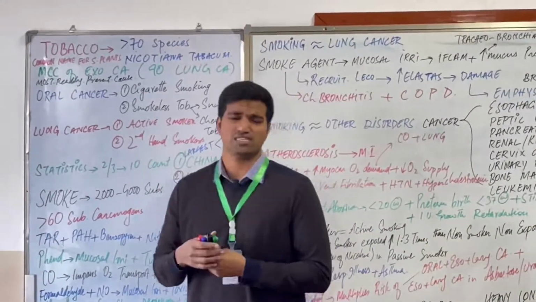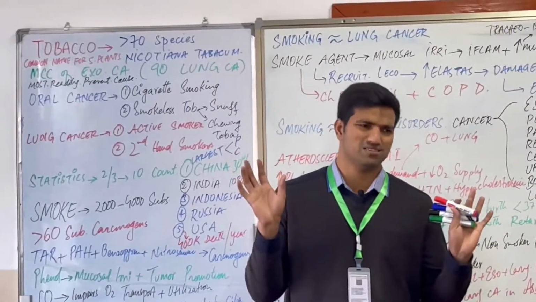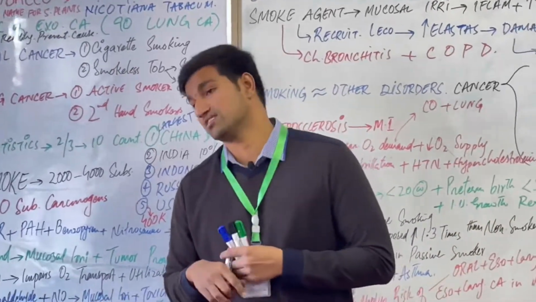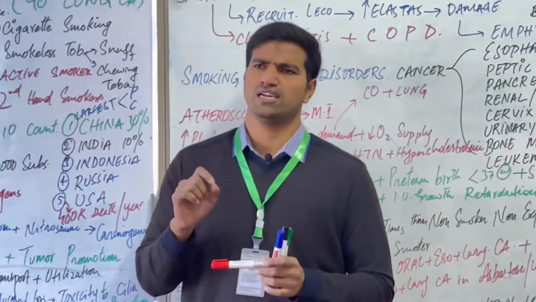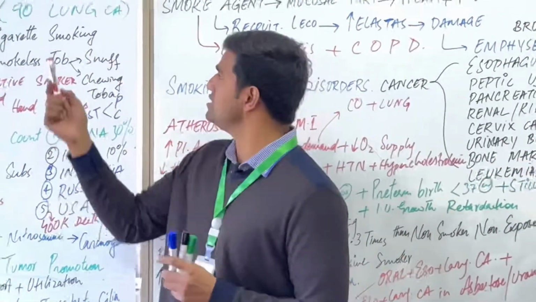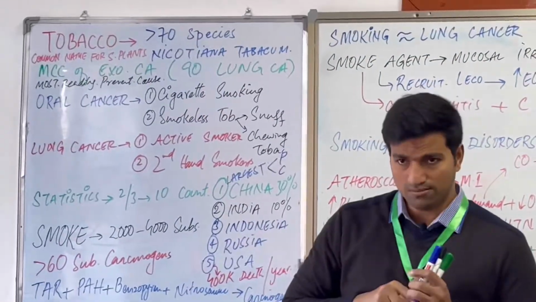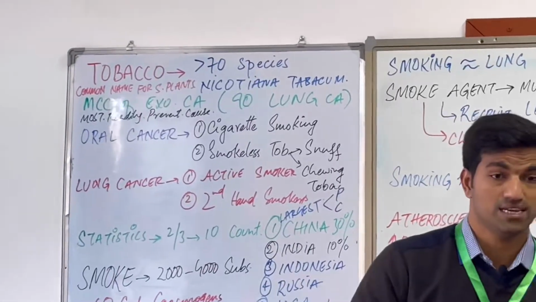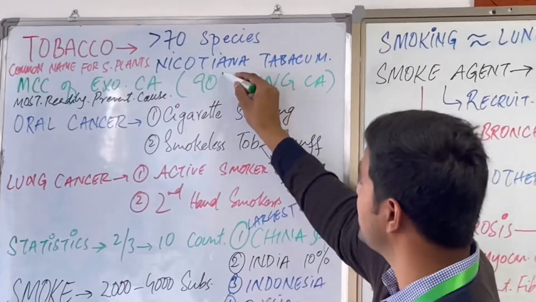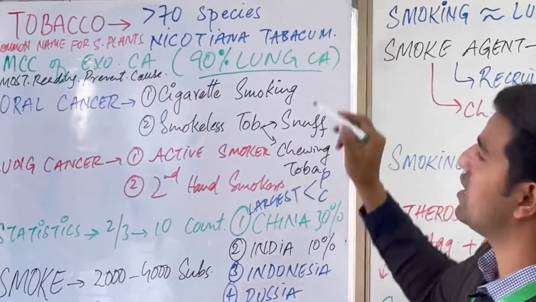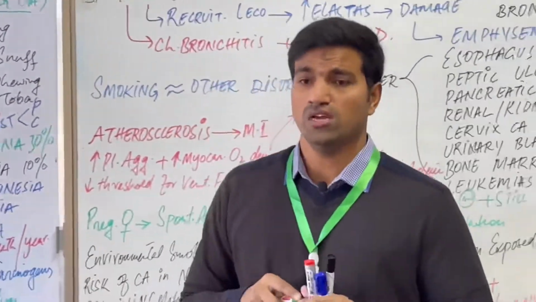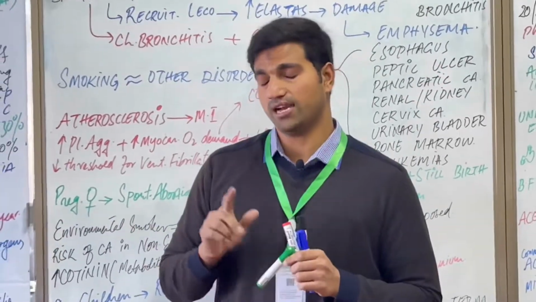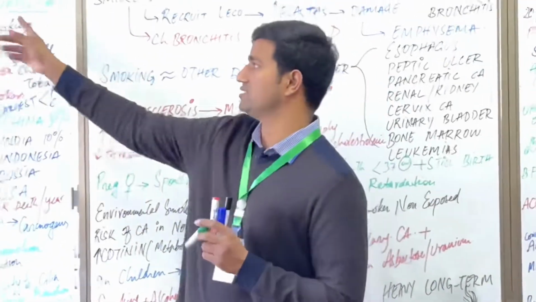Tobacco is a common name for several plants. More than 70 species of tobacco plants are present on the earth. But most importantly, commercially, you can say the number one crop is Nicotiana tabacum, and tobacco is the most common cause of exogenous cancer. Of these exogenous cancers, 90% are lung cancer. So again, tobacco is the most common exogenous cause of cancer. Out of 100 cancers, 90% is lung cancer.